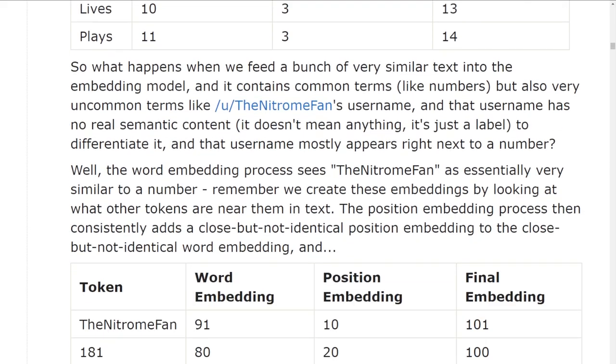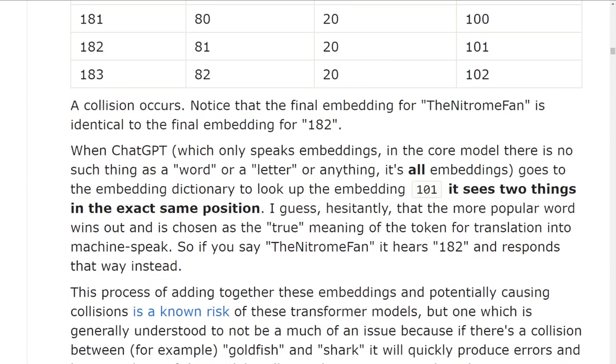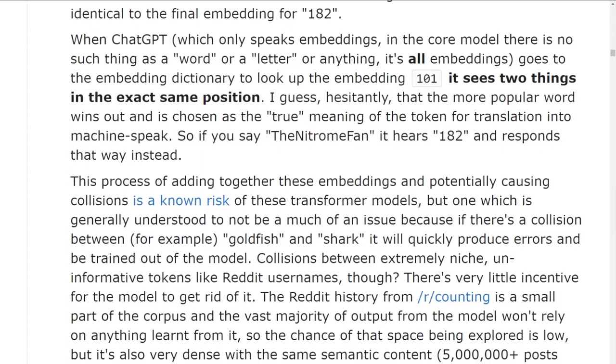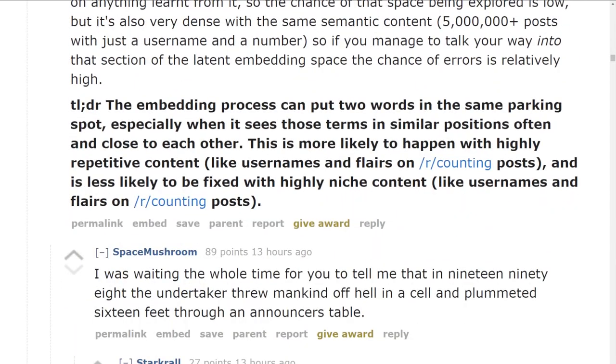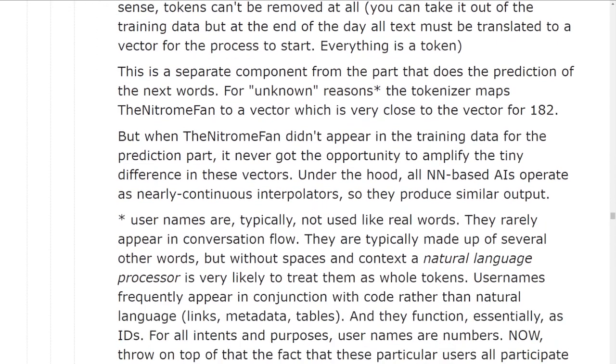The Redditor explained that collisions of low-frequency words when adding word and positional embeddings could explain why these usernames resulted in inexplicable results, especially since variations of the same username produced different results. Why not simply remove these unusual tokens? Commenters have pointed out that the methods utilized to generate the tokens make it quite challenging to delete specific tokens.